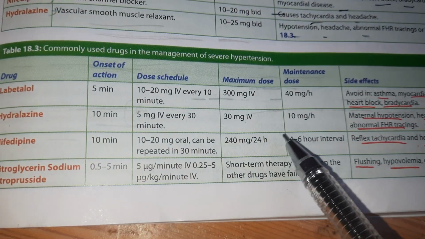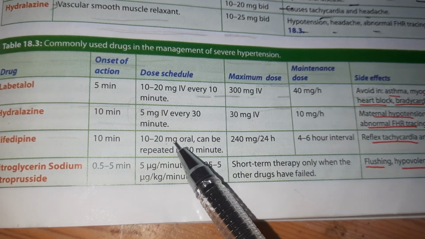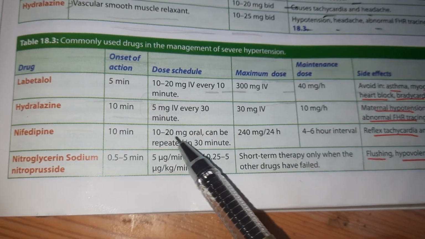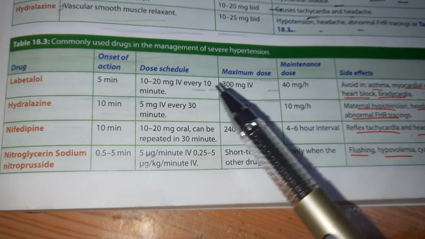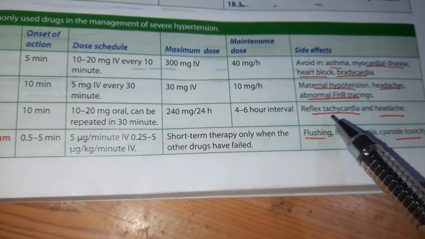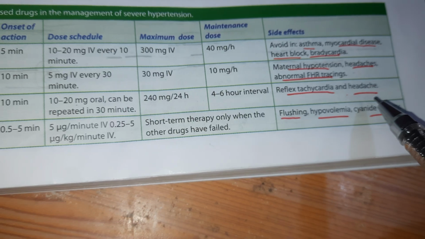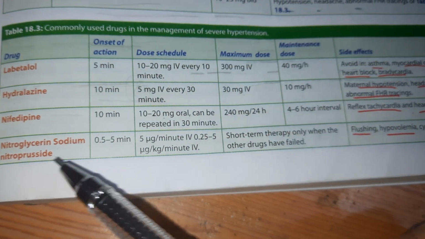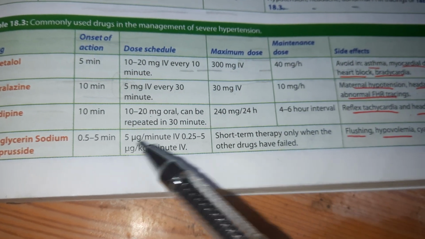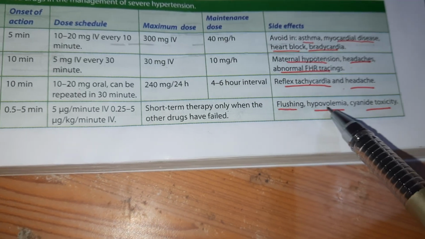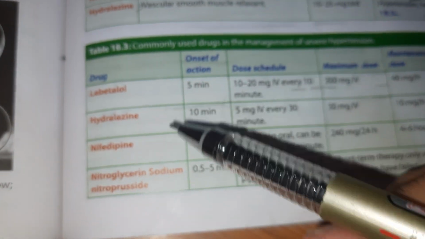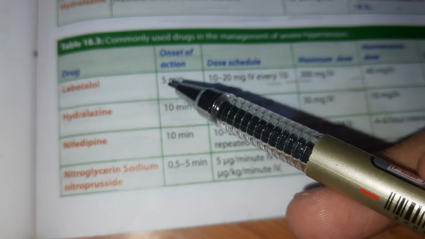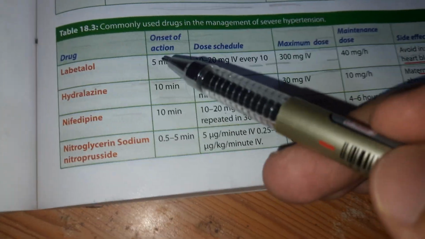Hydralazine is again used IV, with maternal hypotension, headache, and abnormal fetal heart tracing. Nifedipine 10 mg is used orally, while these others were IV, with reflex tachycardia and headache. And we have nitroglycerin and sodium nitroprusside, which cause flushing, hypovolemia, and cyanide toxicity. So these are the drugs used when the hypertension is severe, that is more than 160 by 110.